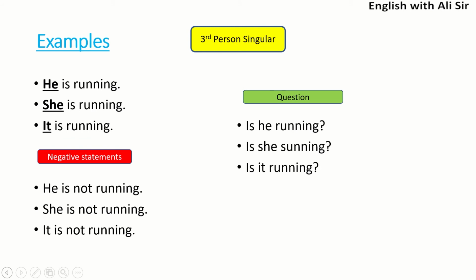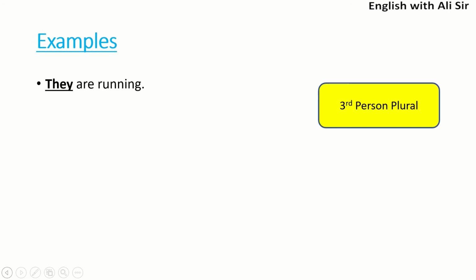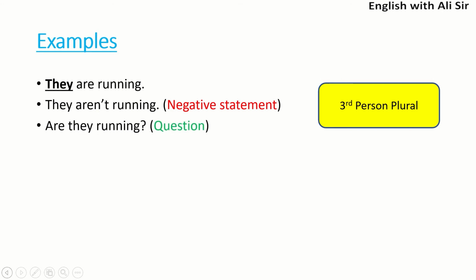For third person plural, it would be they are running. Negative statement would be they are not running or they ain't running. Question would be are they running?